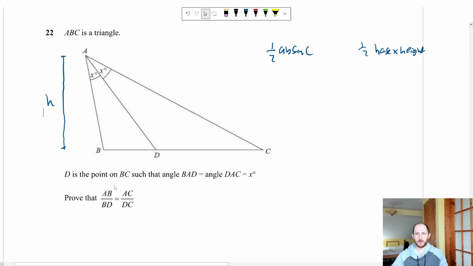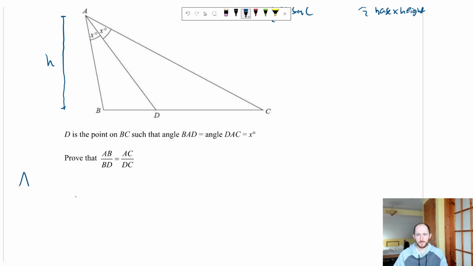So starting with the triangle ABD, let's get our 2 equations. The first one will be half ab sine C. So what is ab sine C? Well, it's going to be the 2 sides and the angle between them. So it's going to be half AB times, because I don't want to make it all the same, AD sine X. And the other thing will be half base times height, so half BD times h.